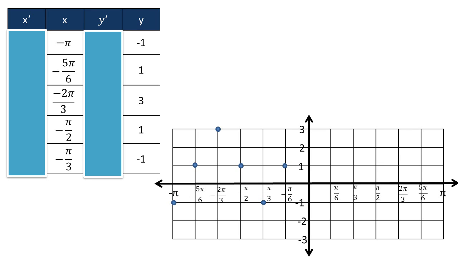1 more pi over 6, that goes up to 3. 1 more pi over 6, that goes down to 1. And 1 more pi over 6, that goes down to negative 1. And I know that's 2 periods because I started at negative 1. When I got back to negative 1, that was 1 period. And when I got back to negative 1 again, that was 2 periods. So I trace it out, and there is the graph that you have to draw.